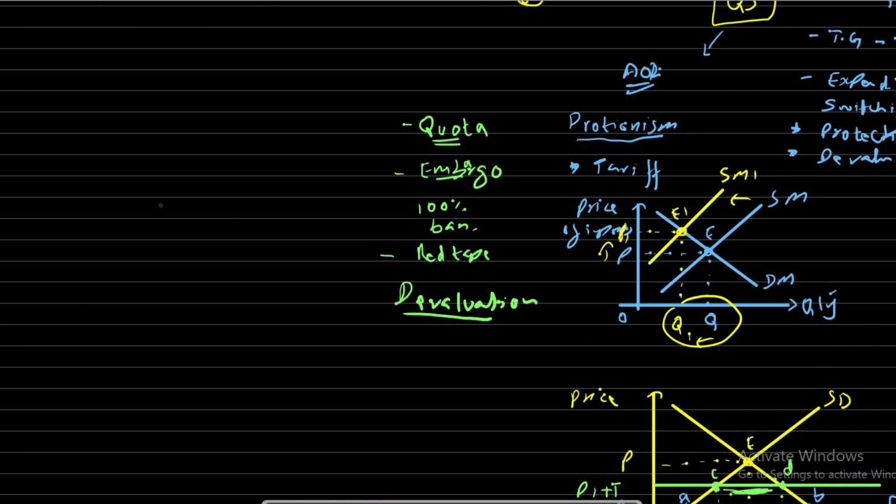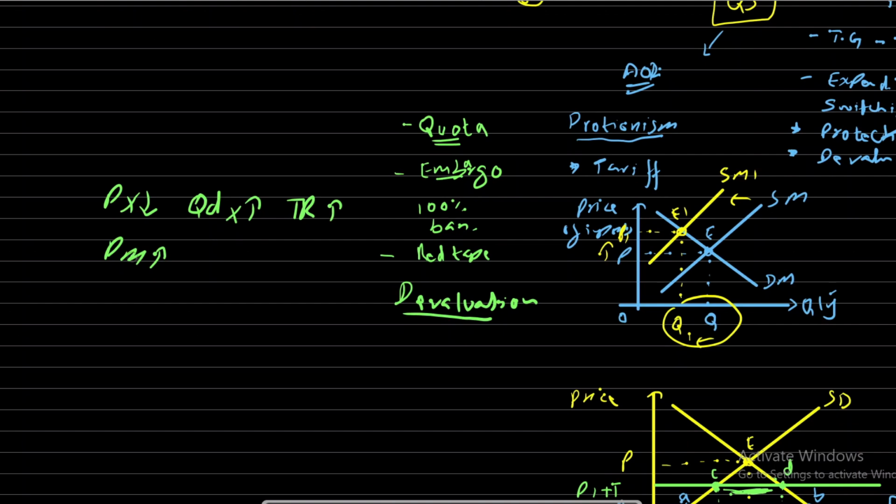Devaluation makes exports cheaper, so price of exports falls whenever there is devaluation of currency, while price of imports will rise. I'm using Px for price of exports and Pm for price of imports. When price of exports is lower, then demand for exports will rise, so quantity demanded for exports will rise, and total revenue from exports may increase also if the demand is elastic.